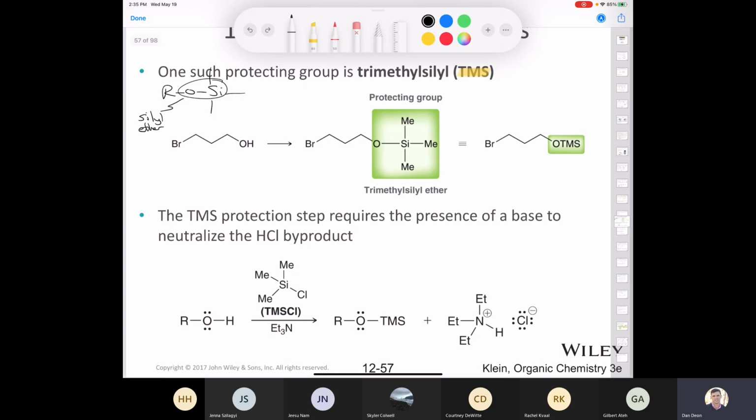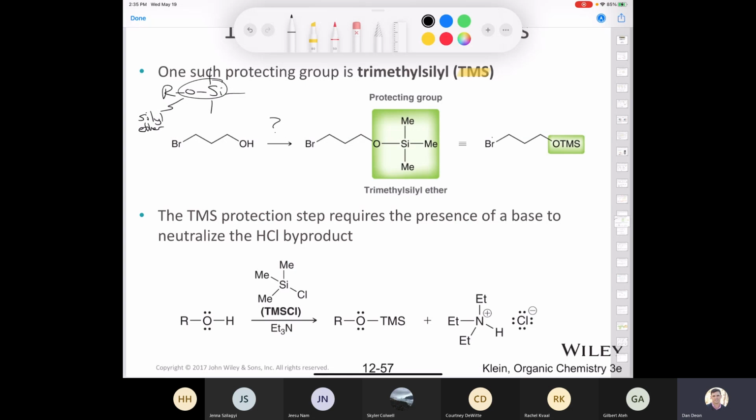So we can convert that into a trimethylsilyl ether, trimethyl because there are 3 methyl groups on the silicon, and we abbreviate that OTMS. So we have our silyl ether. Now we can make our Grignard reagent from our primary alkyl bromide here, and the TMS is not going to react at all. Now, if you're wondering, how do you make that silyl ether?